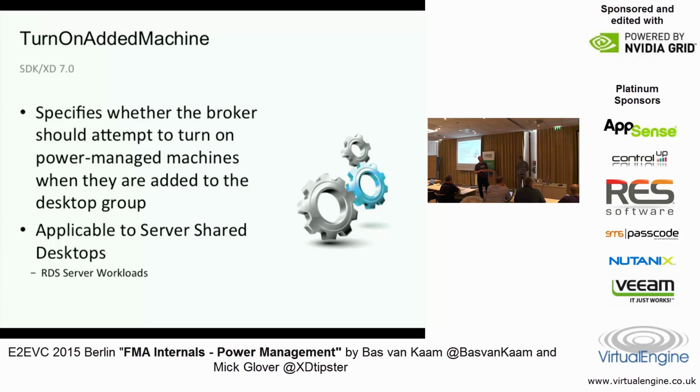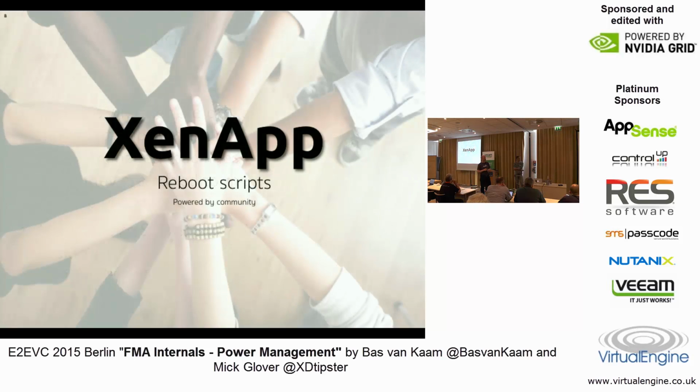Turn on added machine essentially is applicable to server shared desktops or RDS workloads. Because they are considered shared desktops, if you look at them through PowerShell, there was no way to bring them on automatically during peak hours. So this value is set to true for RDS server workloads when we introduced the server VDA with XenDesktop 7. So an important command at the same time.